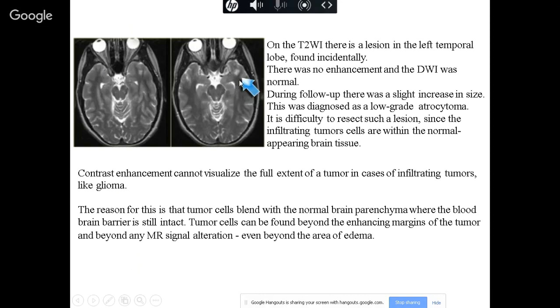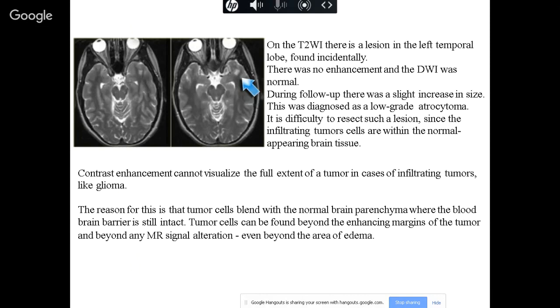So then on the follow-up study, you see it's a little bit enlarged. No, it can be anywhere. DNET could be more common there. So the point I want to make is to always keep in mind that gliomas don't enhance. The real tumor is much bigger than what you saw, because of the infiltrative nature. That's the only thing you want to remember, okay?